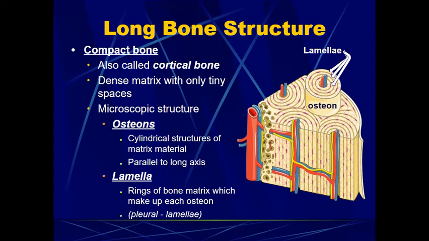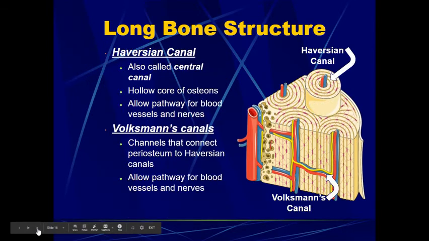The rings of the osteon are called lamella. So these are different rings of bone matrix, similar to tree rings. The center of the osteon is hollow, and that hollow center is called the Haversian canal. Sometimes it's called the central canal. It allows a pathway for blood vessels and nerves to flow through the bone.